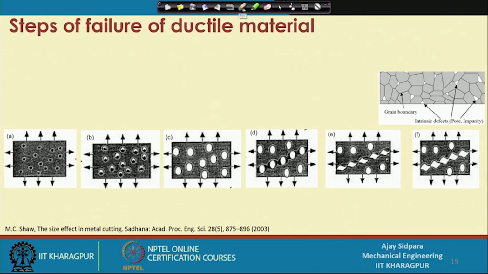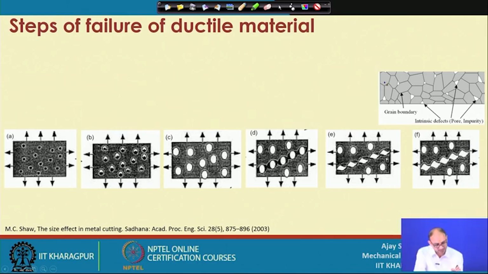Now, this is a schematic diagram of the grain structure of this part. There are grain boundaries available. These are the grain boundaries, these are all the grain boundaries. Intrinsic defects are also available. There are pores, these white portions are the pores, and there are some impurities also available. Impurities means some foreign element is present here, which may be harder than the base material or softer than the base material.